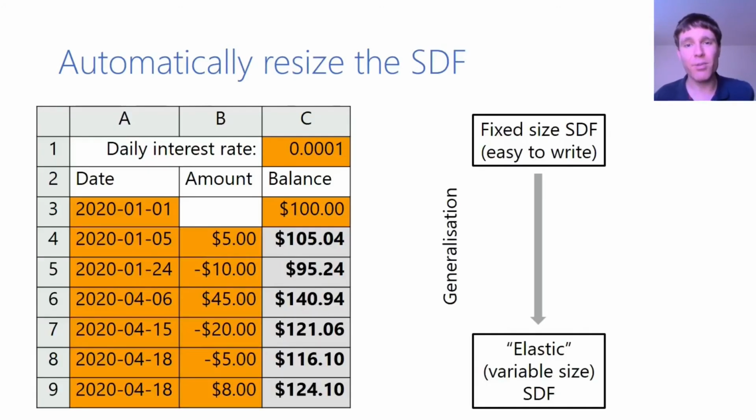So it seems we really do want to resize an SDF at the cell level, effectively generalizing it to handle inputs of variable size. We call the result an elastic SDF. Maybe the user could somehow specify how the resizing should work, but it turns out that for many SDFs, including all three we've seen so far, the user doesn't need to do anything because we can figure out the resizing automatically. That's the topic of our paper.